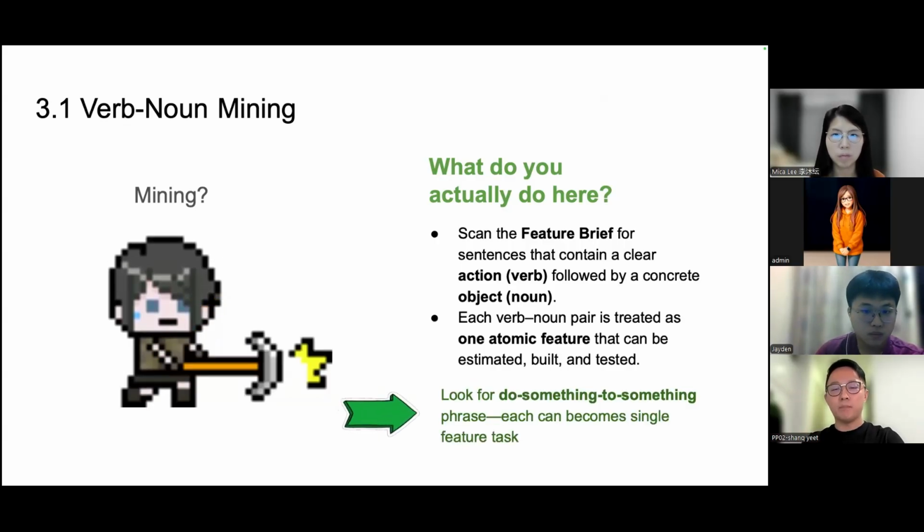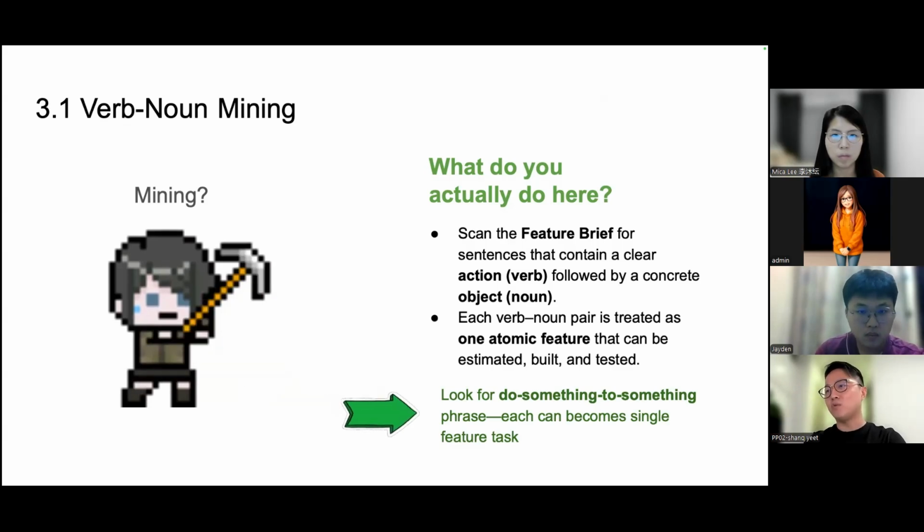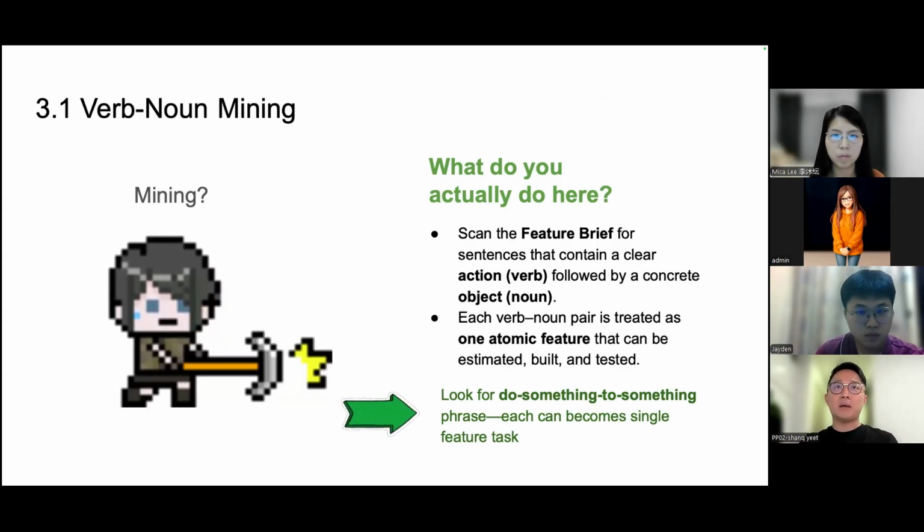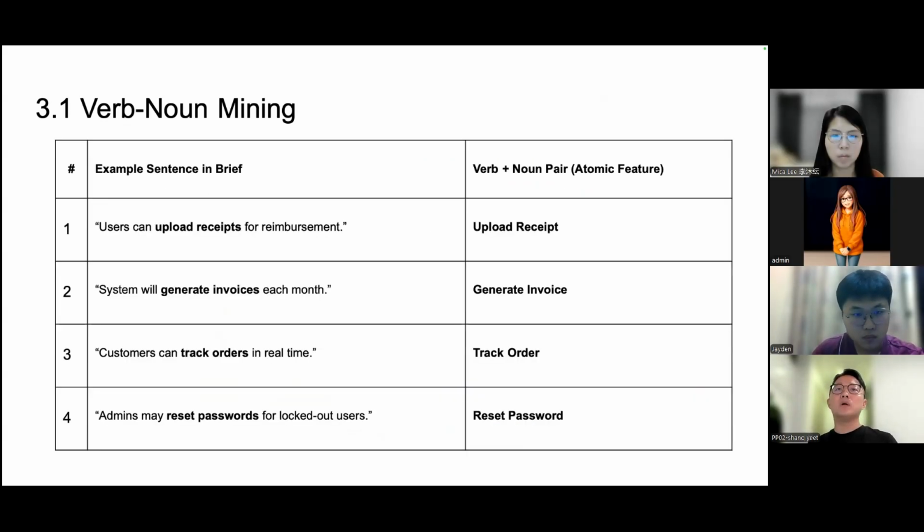Yeah, okay, sorry, I missed this one, but just quickly touch on it. Basically, you look for something to do something to something. Very easy to recognize this pattern. And I have an example that comes after this. One good one is mostly accounting or banking related: users can upload a receipt for reimbursement. And with this, they form very specific, smaller features that come from the more general feature brief, right?